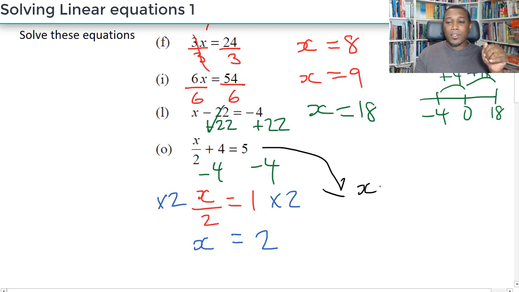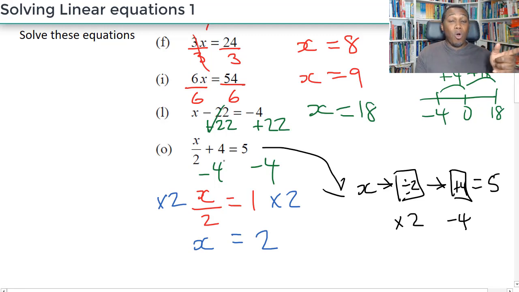If I was doing that using the function machine, so the answer is 2, what would happen? I would have x divided by 2 plus 4 is giving me 5. That's plus 4 in there. Going backwards, I've got to take away the 4, and I've got to multiply by 2. Isn't that what we did? We took away the 4, then we multiplied by the 2. You can see the link between the two of them. The 5, take away 4 gives me 1. 1 times 2 gives me 2.